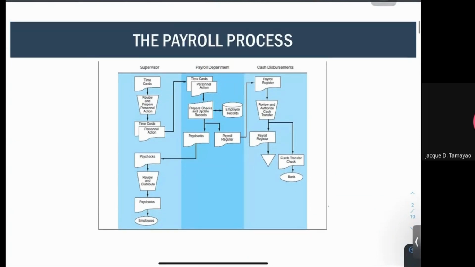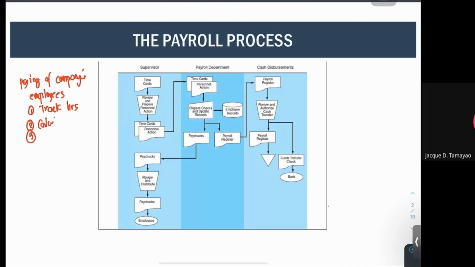So what is payroll? Payroll is the process of paying your company's employees. And the paying of company's employees generally entails three steps. First is to track the hours of your employees. Second is to calculate the pay of your employees. And third is to distribute the pay of your employees.